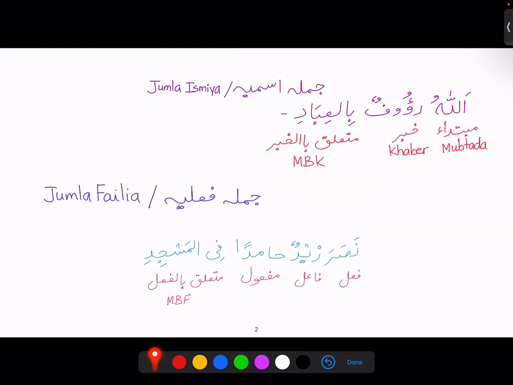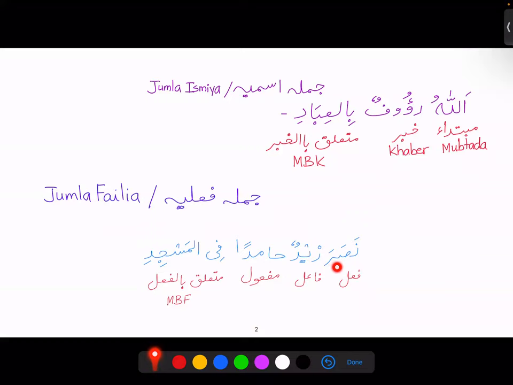However, if we want to explain more about the action or about the file, then we need further information, more details, right? And then comes the maful. So basically for Jumla Failure, first we need a fail, and then we need a file. And today we will know that the file can sometimes be outside.